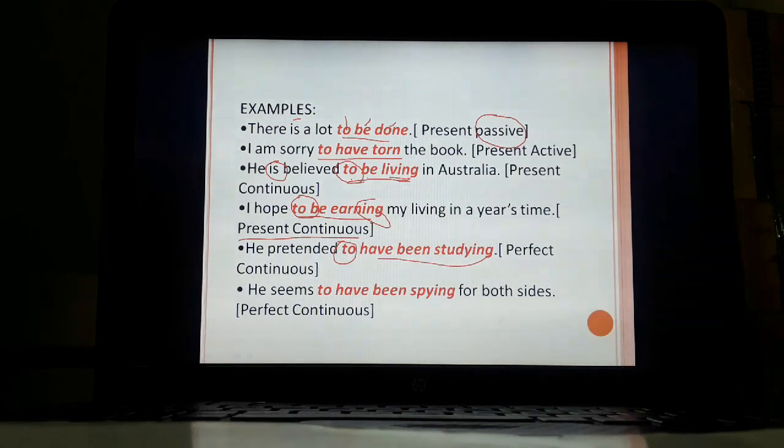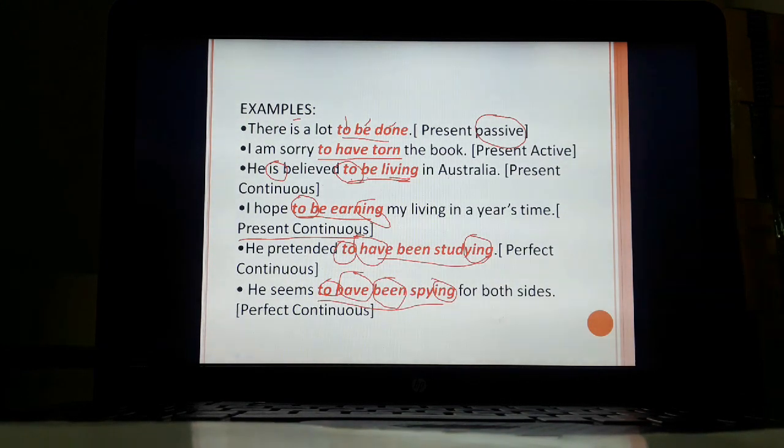Infinitive why? Because to has been given. Perfect, as I have said, there is no place for has and had, rather have will be used. So to plus have plus been plus studying. Studying is the ing form of the main verb study. And finally the last one, he seems to have been spying for both sides. So here to have been spying, this is an infinitive. Again, to is used for infinitive. Have has been used because it is perfect, and since the ing form of the main verb spy has been used, the sentence is in continuous, so we have used here been.